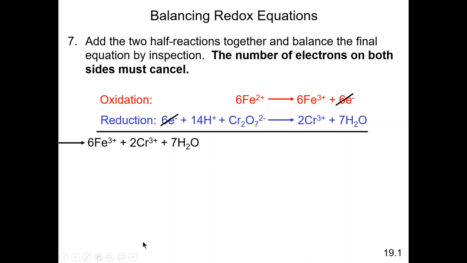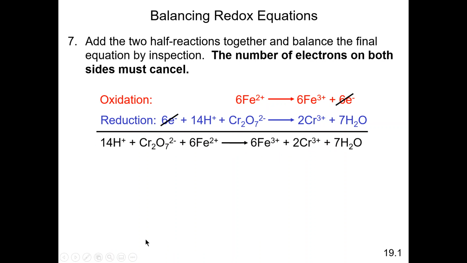Therefore we simply write down what is left, and that would be the final answer in terms of the balanced equation. However, let me just say that I would recommend that you check to make sure that this is balanced. So you should do a check through to make sure that you have the same number of atoms of each element on both sides, as well as the charges being balanced.